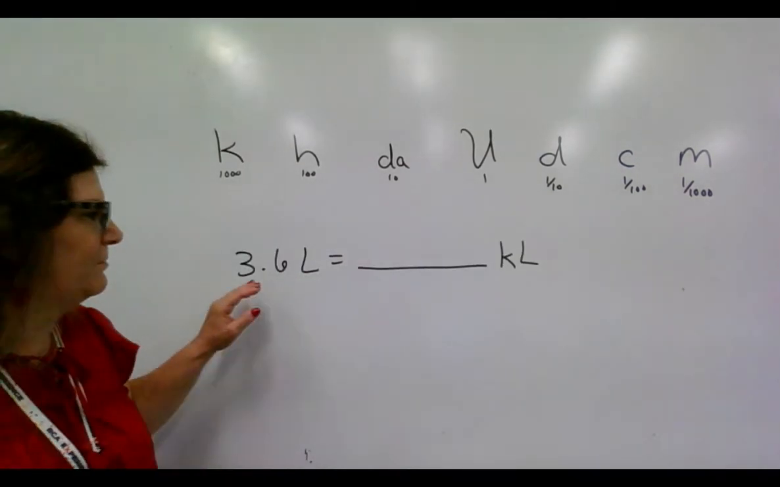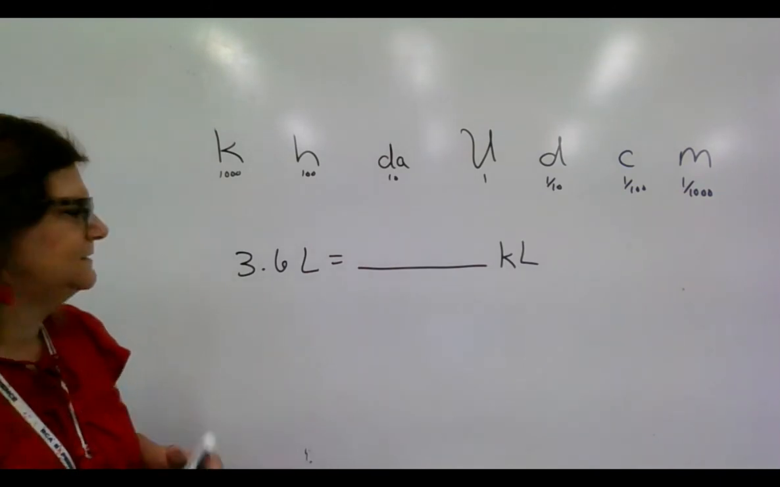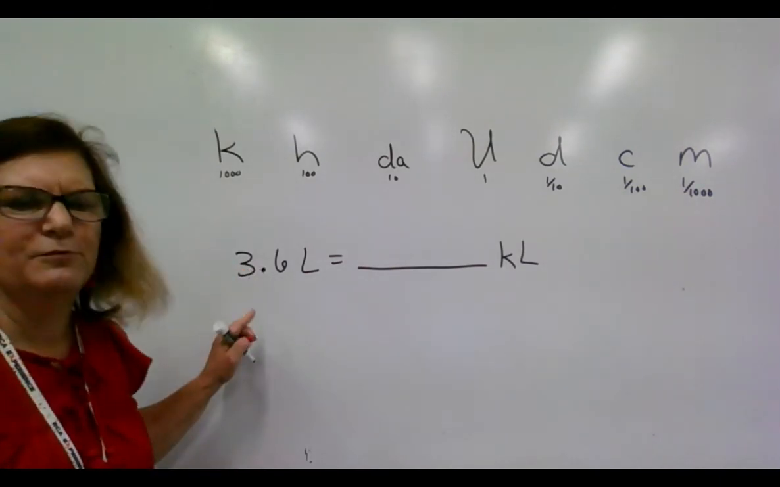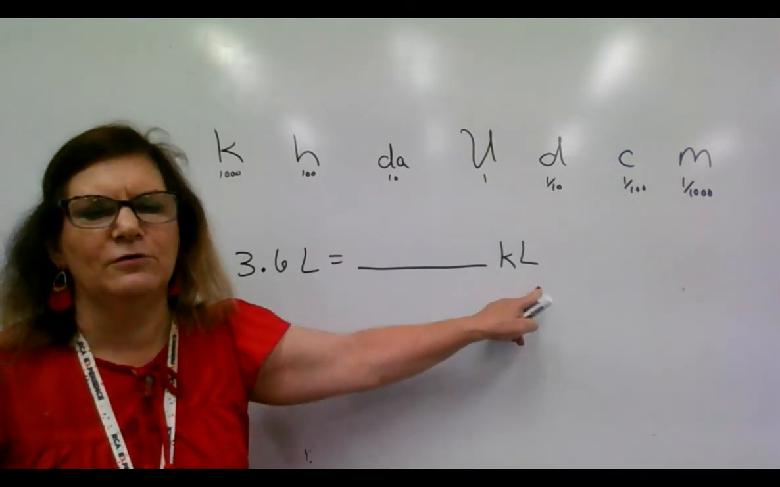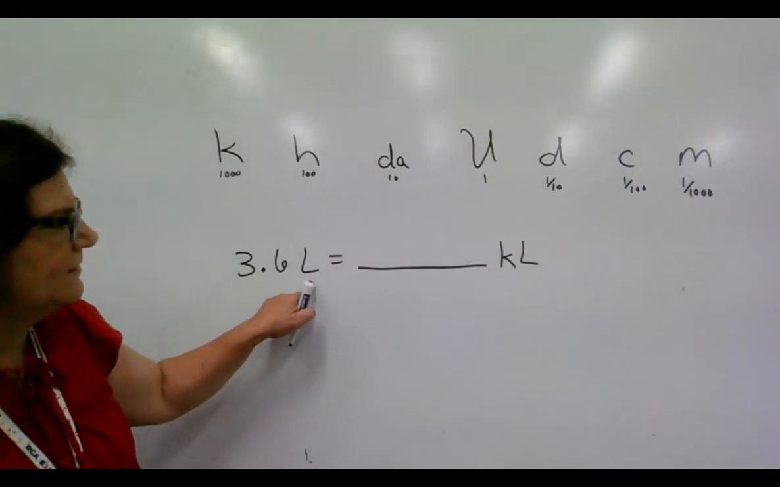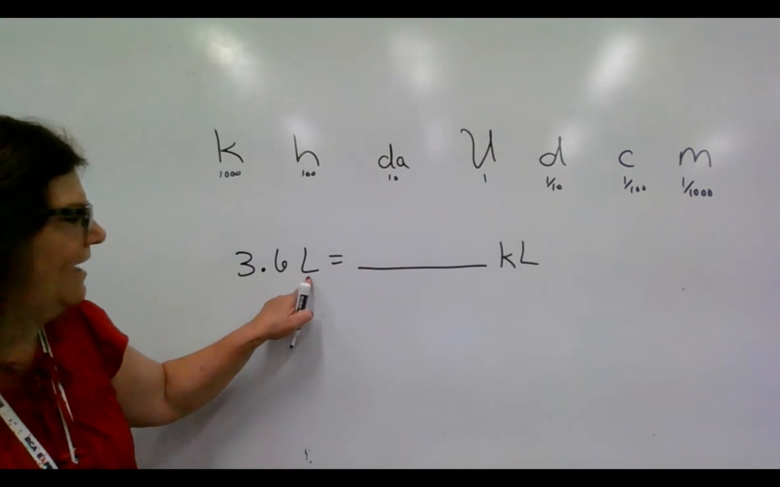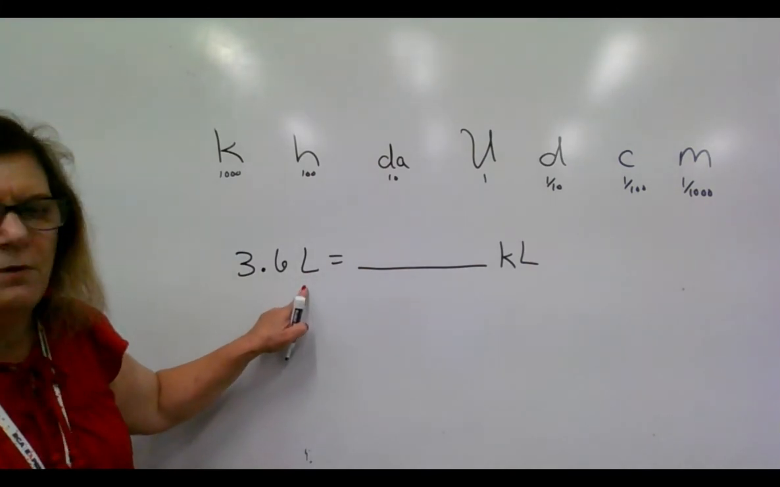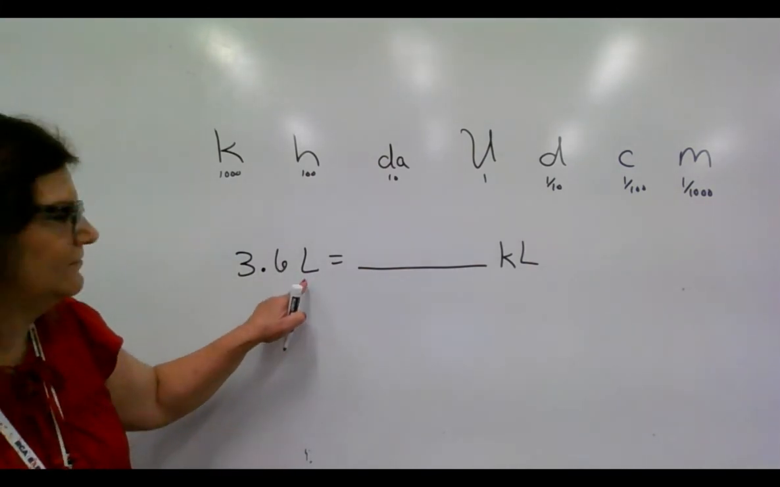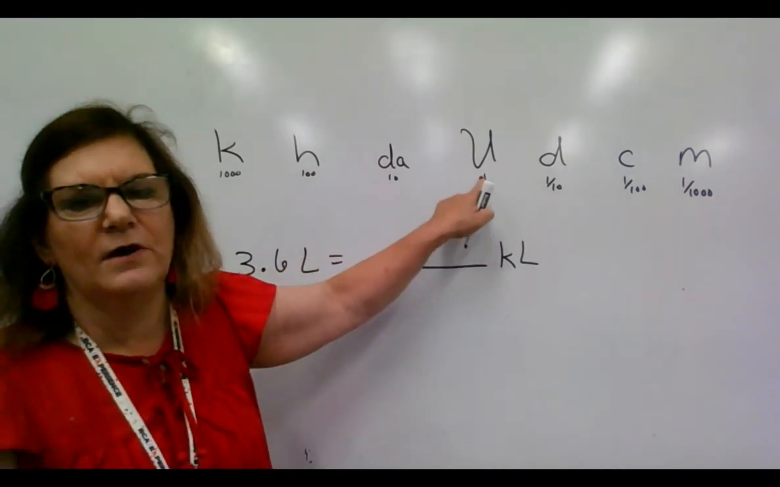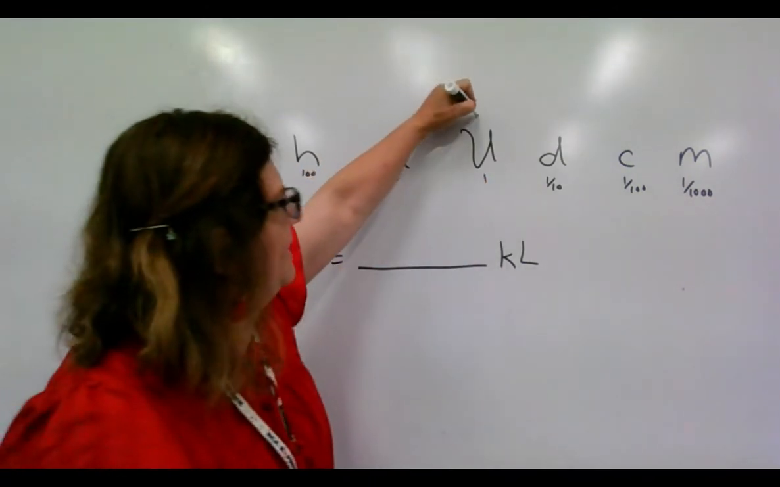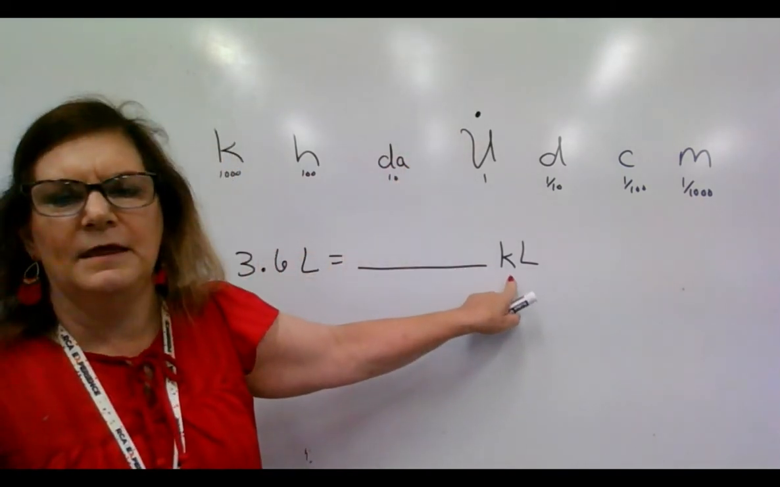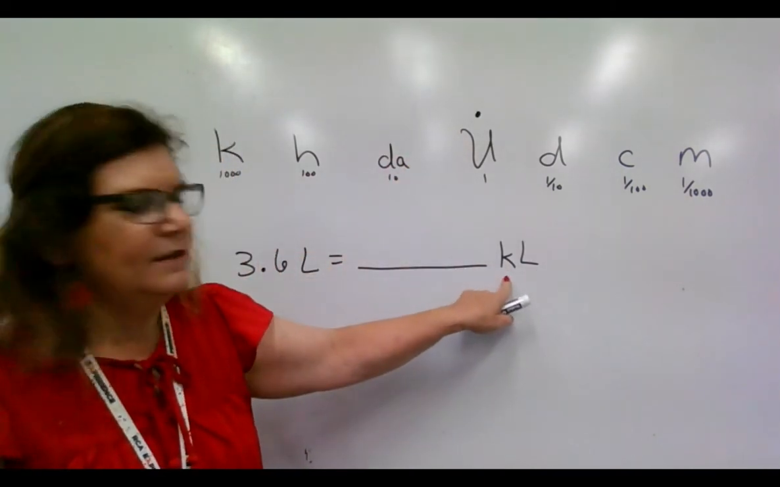So for this problem, I have 3.6 liters. Let me make that bigger, decimal point. 3.6 liters, and I want to know how many kiloliters it is. So notice I'm starting where I have liters that has no prefix in front of that letter. It's just the single letter. That means I'm going to start here at my base units. So I'm going to start at my base units, and I want to end at liters with a kilo prefix.